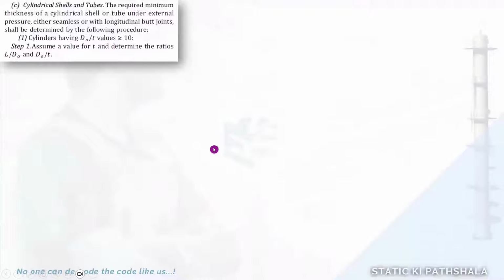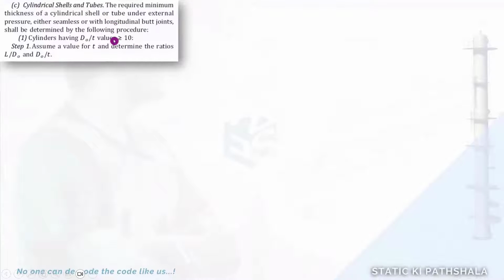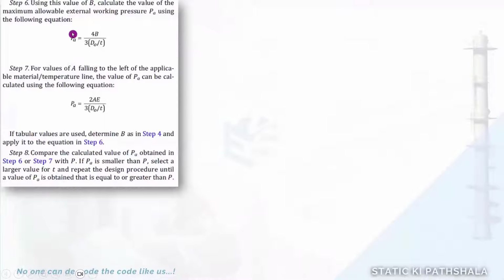So let us take another example. Let's say we are going to calculate the thickness or allowable pressure for external pressure on the cylinder. So how are we going to calculate the thickness? In division 1, we are calculating L by DO, DO by T, then factor A, then factor B. And once factor A and factor B have been calculated, we are calculating the allowable pressure.